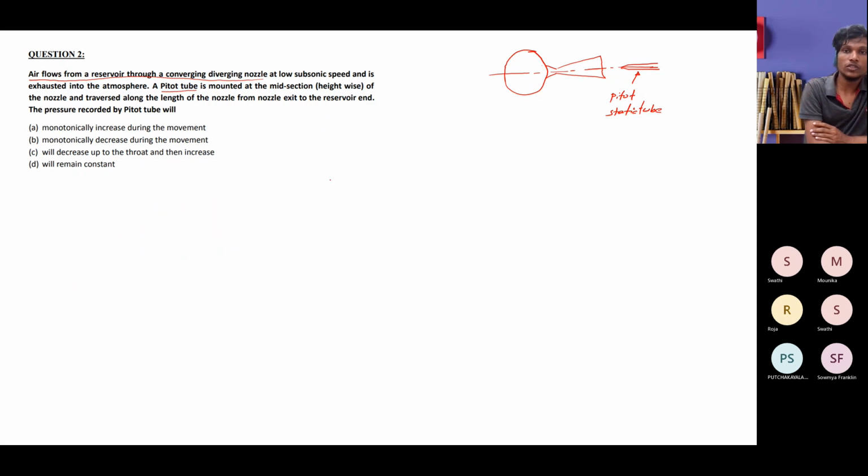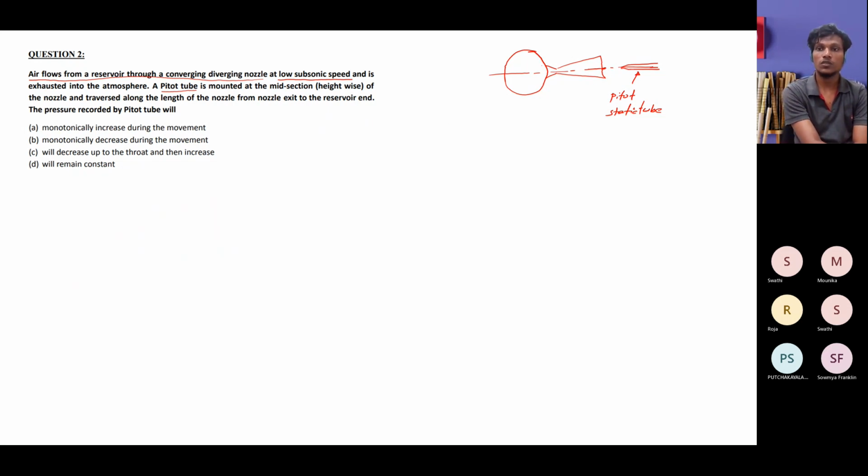As we are measuring the static pressure, starting from the exit of the nozzle and placing this probe at the midsection in terms of height, how does the static pressure measured by this tube behave when we connect it to a manometer or any pressure sensor? We should know what flow is happening inside. We just connected to a reservoir, and whether it is completely subsonic or completely supersonic, we don't know. But for that purpose, they gave the condition that it is entirely low subsonic speed.